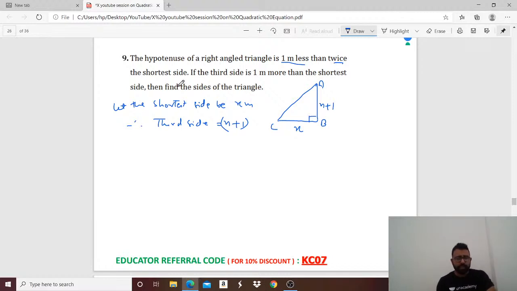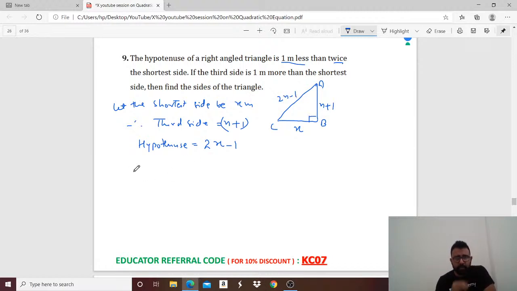So twice the shortest side will be 2x, right? So hypotenuse will be 1 meter less than twice the shortest side. So shortest side is x, twice the shortest side is 2x, 1 meter less than twice the shortest side, this is 2x minus 1. So if this is x, this is x plus 1, and this is 2x minus 1.